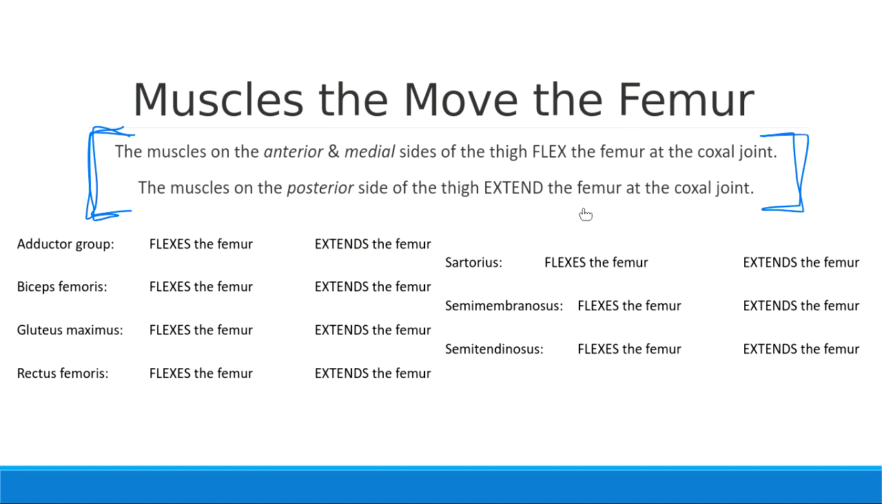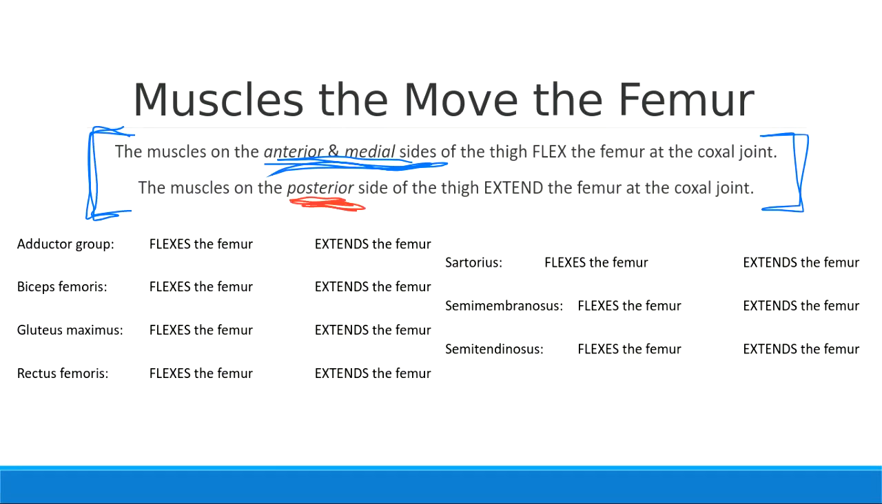So let me see if I can figure out an easy way to do this here. We're going to go through our list, and I'm going to make some markings on our list here. Things that I put a blue line next to are things that live on the anterior and the medial side of the thigh. And things that I put a red mark next to are going to be muscles that live on the posterior side of the thigh.